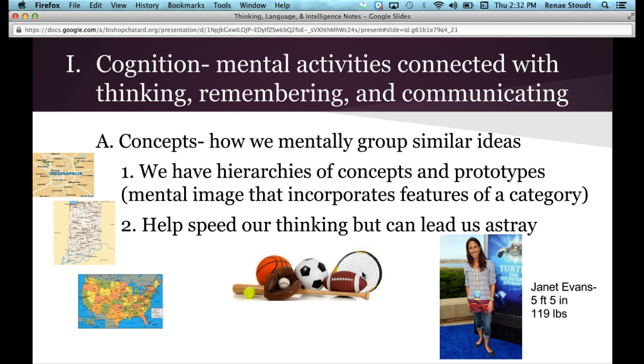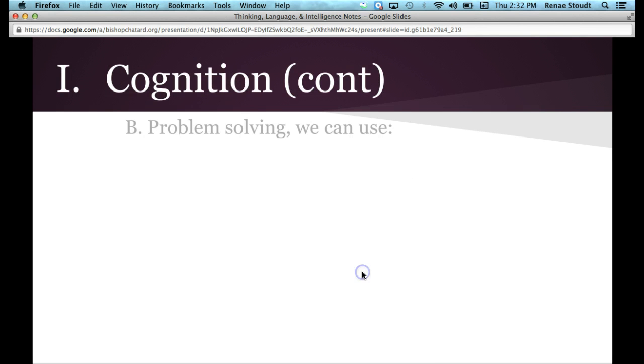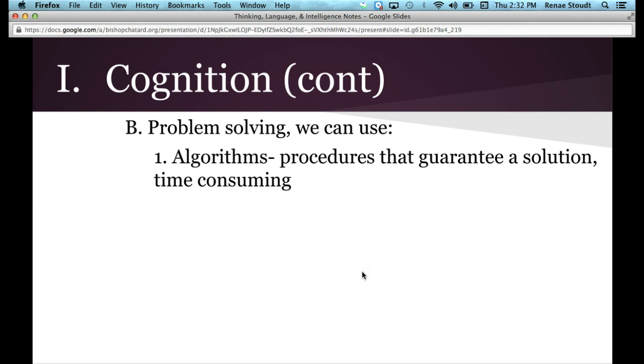Okay. All right, so when we continue talking about cognition, we can also talk about problem solving. So when we problem solve, we use one of three things. First of all, we could use algorithms, and these are procedures that guarantee a solution. But the problem is it's very time consuming.